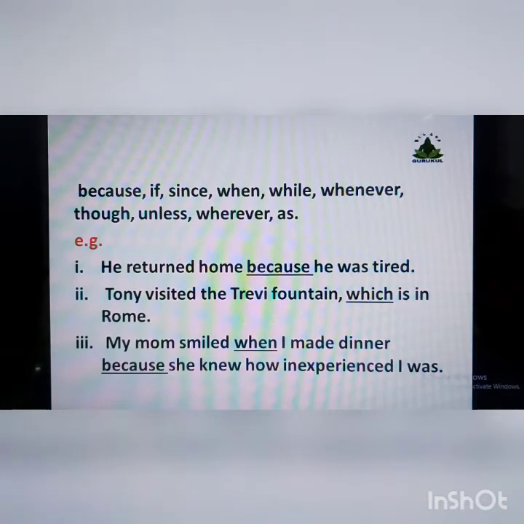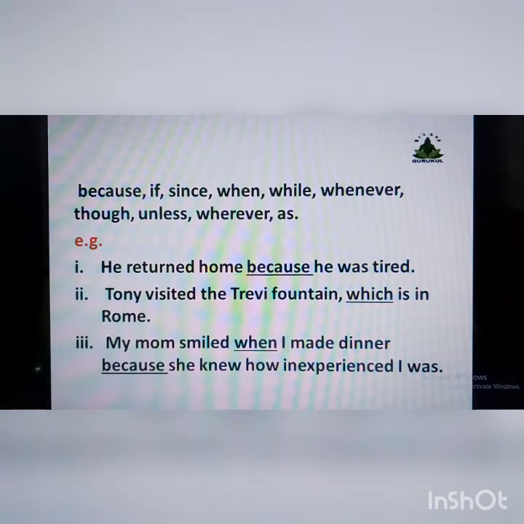Now let's take one more example. My mom smiled when I made dinner because she knew how inexperienced I was. Children, in this sentence, there is one main clause, my mom smiled, whereas one dependent clause, when I made dinner. There is one more dependent clause, because she knew how inexperienced I was. So it has more than one dependent clause. So this is an example of a complex sentence.